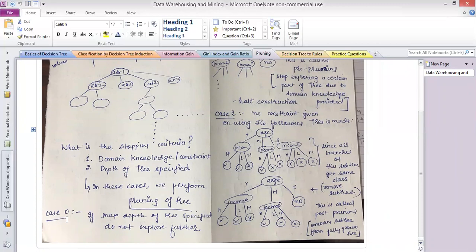We'll say case 0. If you have already been told that the maximum depth allowed in your decision tree is 2, then attribute 1 is your level 0, then level 1 and level 2. So a total of 3 levels will be allowed. After these 3, you need not even check further for any of the attributes. All right, this is what they mean.